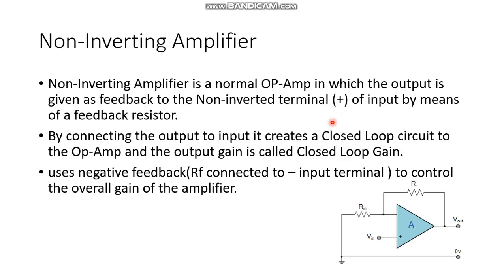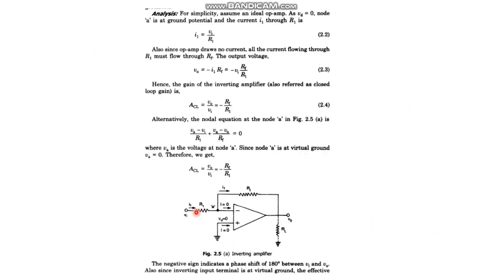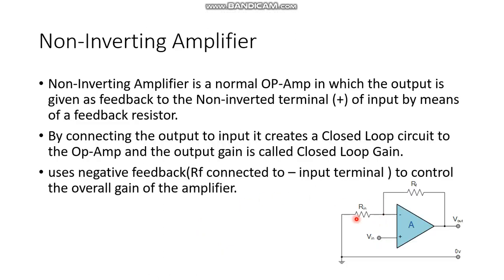Coming to the non-inverting amplifier. In the non-inverting amplifier we are connecting the voltage to the non-inverting terminal, that is the plus terminal, and the minus terminal is grounded with this resistor. In the inverting amplifier we have a resistor connected to the negative terminal. In the non-inverting amplifier also we have a resistor connected to the negative terminal, and here also we are connecting a feedback resistor from the output to the negative terminal. But the only difference is, instead of giving the voltage at the inverting terminal, we are connecting the voltage to the non-inverting terminal. Okay, remaining things are the same.